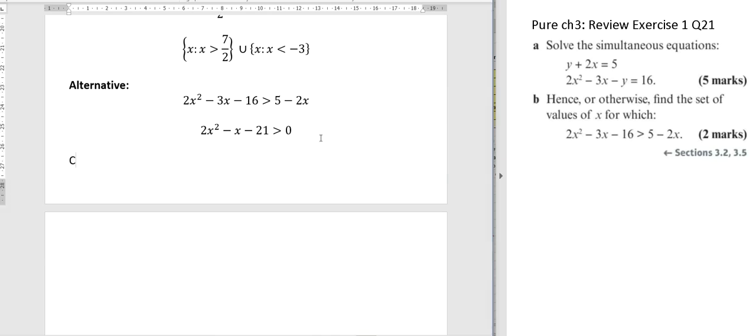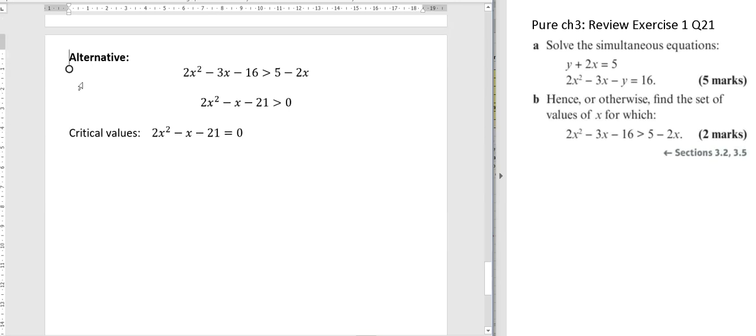Well, if you were solving this without having done part A, you would still find critical values, and you'd find them by solving the related equation, the one with an equals, instead of a greater than symbol. And when you found your critical values, which of course are 7 over 2 and minus 3, you would then sketch yourself a rough graph. Now, this can be as rough and ready as you like, remember, so there's no particular requirement for you to do something particularly neat and pretty.